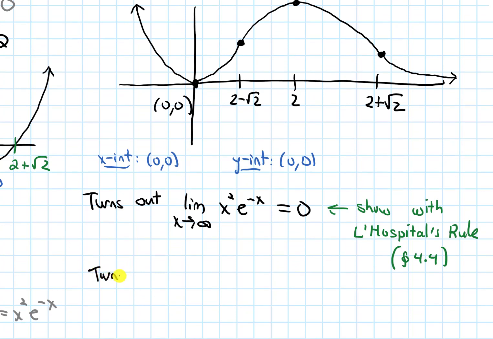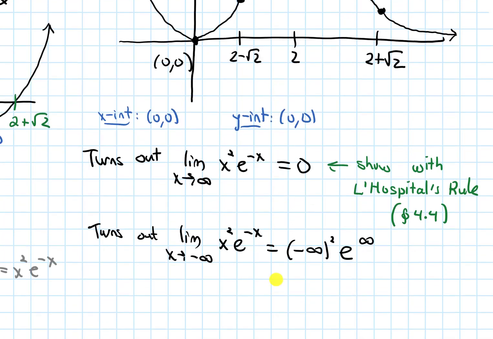On the flip side, as x goes to negative infinity of x squared e to the negative x, this one I don't need any special rule for. I can just plug in. We'll get negative infinity squared, and then times e to the negative of negative infinity, which is e to the positive infinity. Negative infinity squared is positive infinity. E to the infinity is also infinity. And infinity times infinity is infinity. So for our horizontal asymptotes, there's only one, and it only occurs in the x going to infinity direction. So y equals 0.